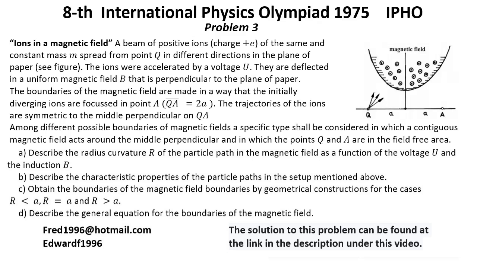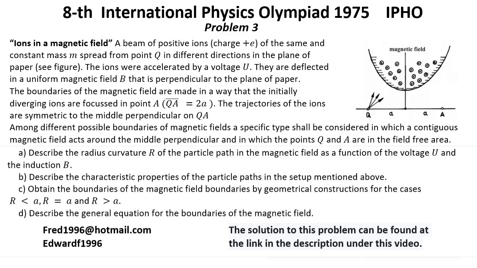Among different possible boundaries of magnetic fields, a specific type shall be considered in which a continuous magnetic field acts around the middle perpendicular and in which the points Q and A are in the field-free area.